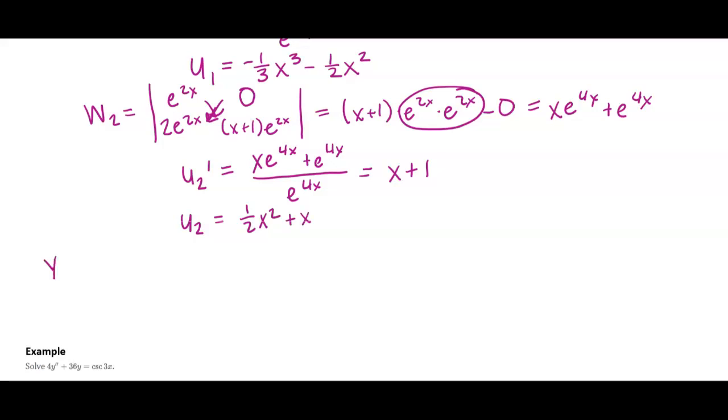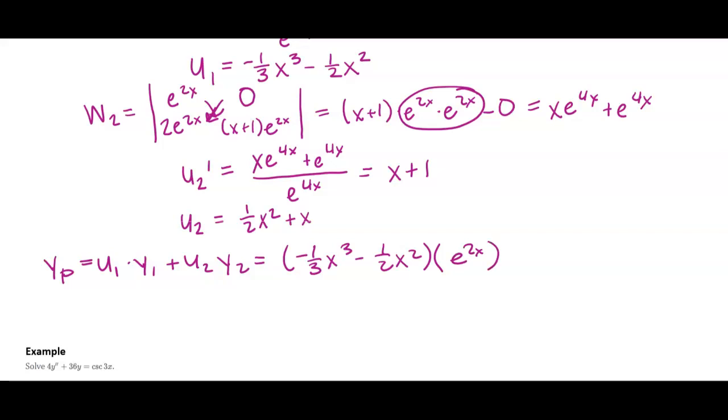All right, so let's now find our yp. So remember that's u1 y1 plus u2 y2. So we have negative 1/3 x cubed minus 1/2 x squared times y1, which is e to the 2x, plus u2 times x e to the 2x.